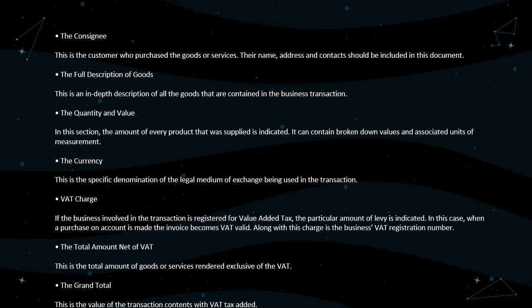VAT charge. If the business involved in the transaction is registered for value-added tax, the particular amount of levy is indicated. In this case, when a purchase on account is made, the invoice becomes VAT valid. Along with this charge is the business VAT registration number. The total amount net of VAT. This is the total amount of goods or services rendered exclusive of VAT. The grand total. This is the value of the transaction contents with the VAT tax added.